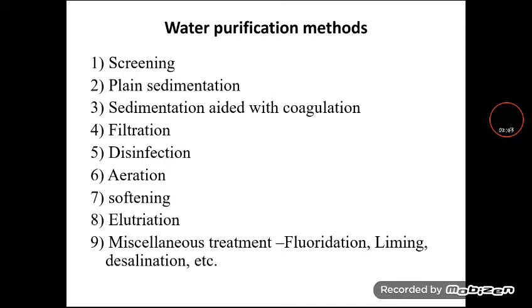Next, sedimentation aided with coagulation. The first one is called plain sedimentation, and another one is called sedimentation aided with coagulation. Very small particles available in the water, which may be colloidal, called colloidal impurities, such as fine clay, cannot settle by themselves because the specific gravity of the particles is very small. So we make them settle by adding a chemical, called a coagulant. So we are using this technique.